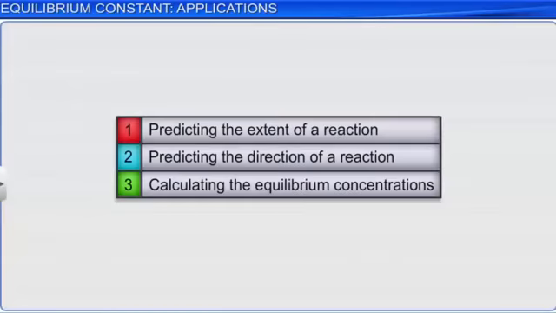The knowledge of the equilibrium constant helps us in predicting the extent of a reaction, predicting the direction of a reaction, and calculating the equilibrium concentrations. Let us discuss each application in detail to appreciate the importance of the equilibrium constant in a reaction. Predicting the extent of a reaction.